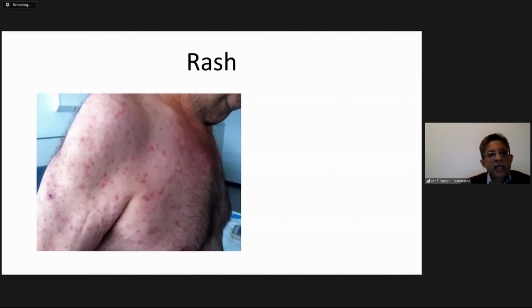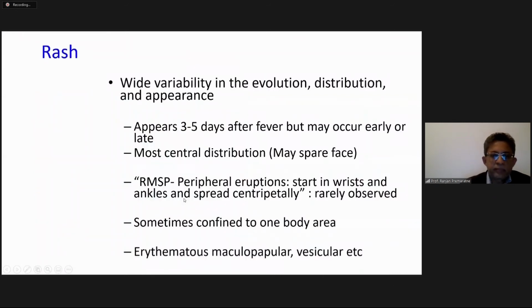Right. So these are about the rash. It's a very discrete rash. This is the eschar here, and these are the very discrete rash that you will see in them.